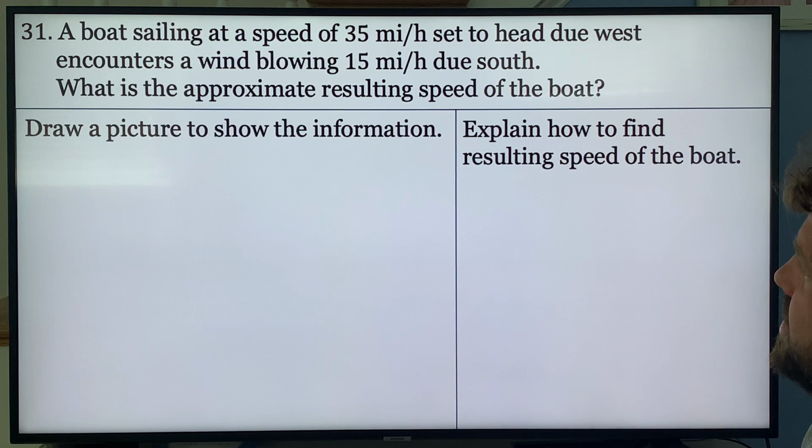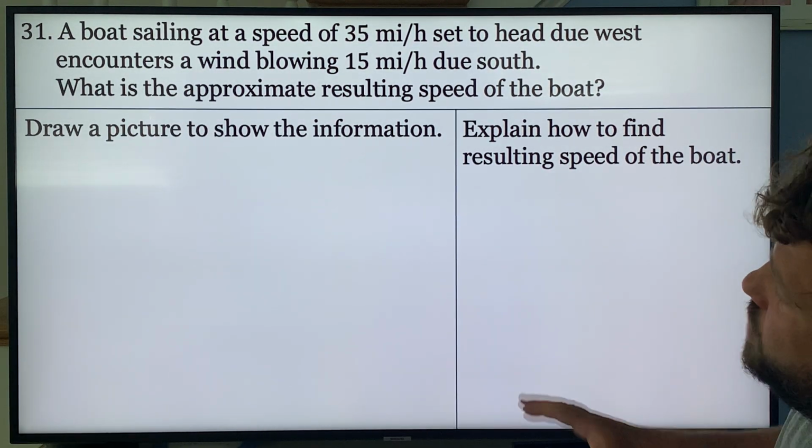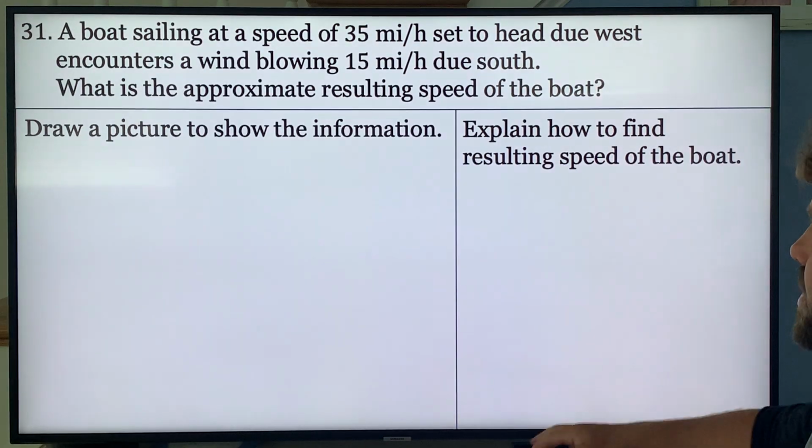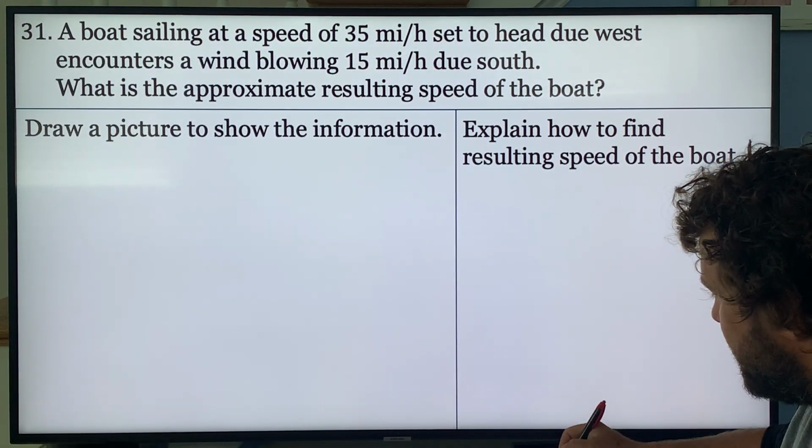31. A boat is sailing at a speed of, I like this one, 35 miles an hour, set to head due west. Oh, I didn't put my graph on here. I got to put that down. All right, I forgot to put my compass on.